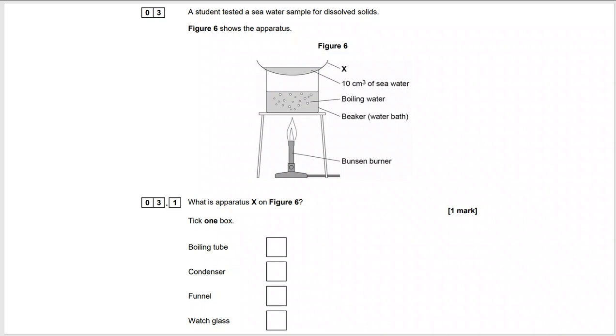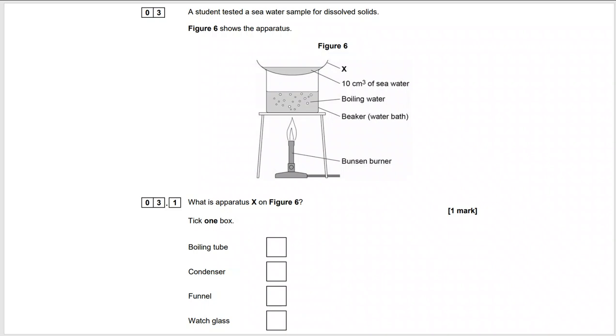This is AQA GCSE Chemistry. It's the trilogy paper, the second foundation trilogy paper from 2018, and this is question 3. And you can go through the whole question first, pausing as you go, and then you can review it later.